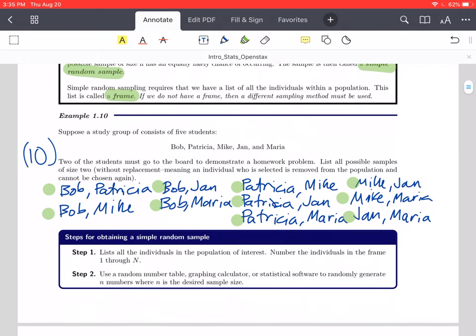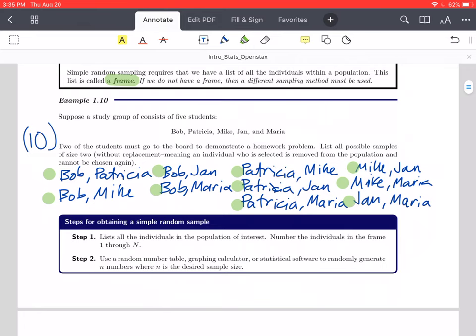When it comes to obtaining a simple random sample, we have a couple of steps. Step 1, list all the individuals in the population of interest and number them in the frame 1 through N. Step 2, use a random number table, graphing calculator, or statistical software to randomly generate n numbers, where n is the desired sample size. So we number up everybody, and then we use some form of randomization to determine which ones we're choosing. We could use a random number table, which you can find online and in the book. A calculator can do it, or statistical software can do it.